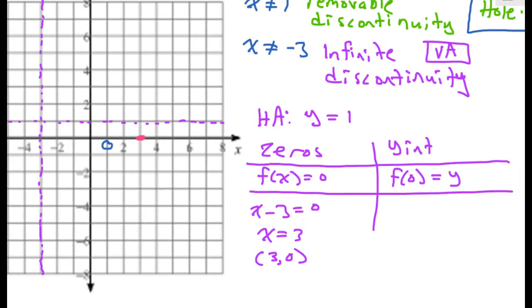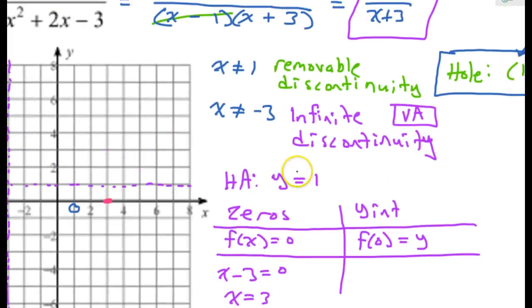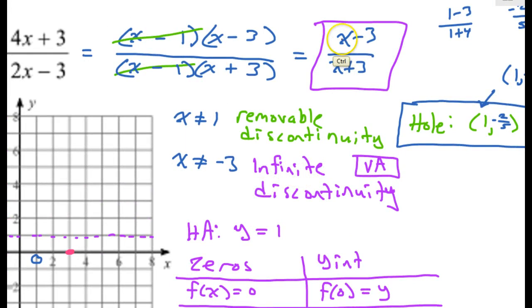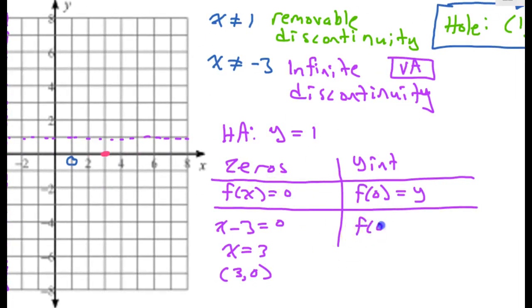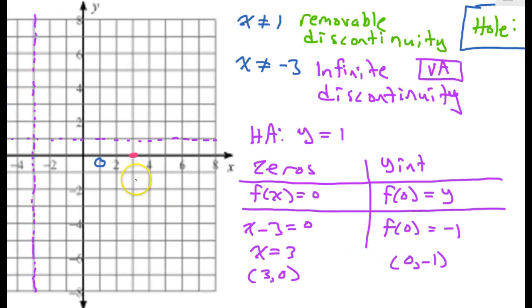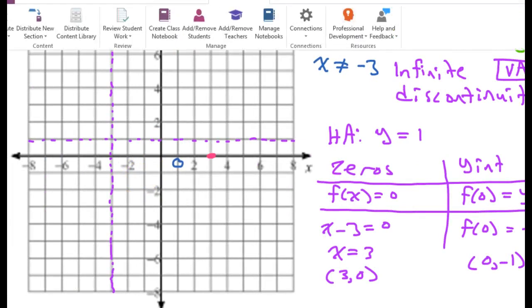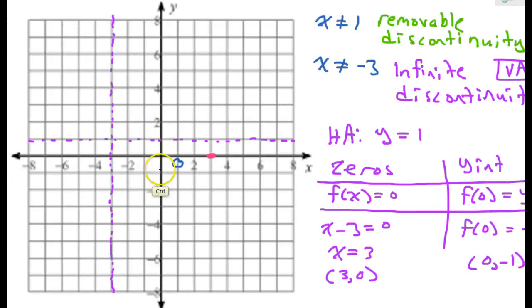Now let's go find the y-intercept. So for the y-intercept, I substitute 0 in for x. Well, if I put 0 in here and here, that's just going to leave -3 over +3. So that's -1. So f at 0 is equal to -1. In other words, my y-intercept is 0, comma, -1. Let's graph that. Alright, 0, comma, -1. Here's my y-intercept right here.